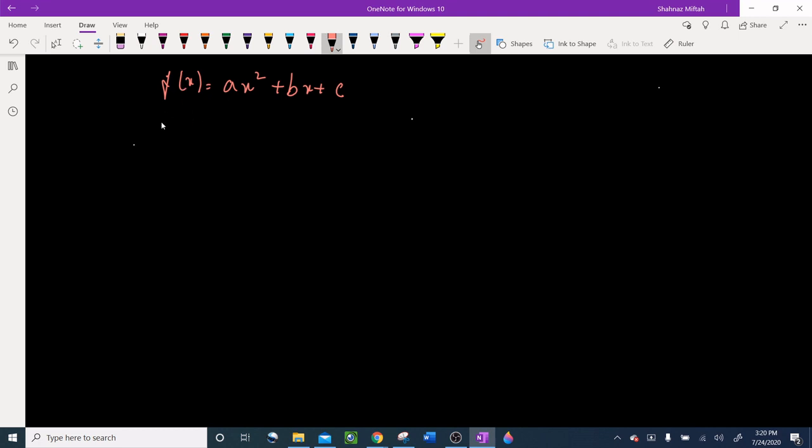Now I'm going to give you the hint: if a is greater than 0, it means the parabola is concave up, right? Like this, we know that part. If it's concave up, a is greater than 0, then this parabola has a minimum. If I have a less than 0, then it's concave down. If it's concave down, you can tell it has a maximum. So this is maximum.